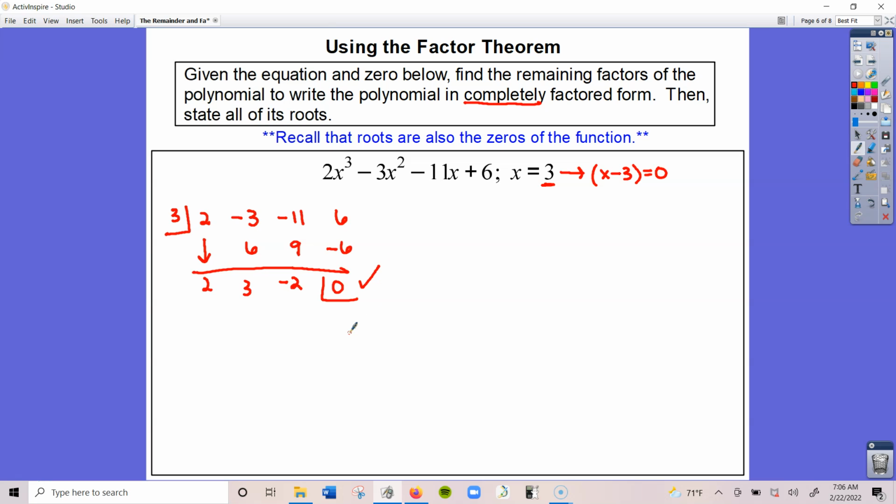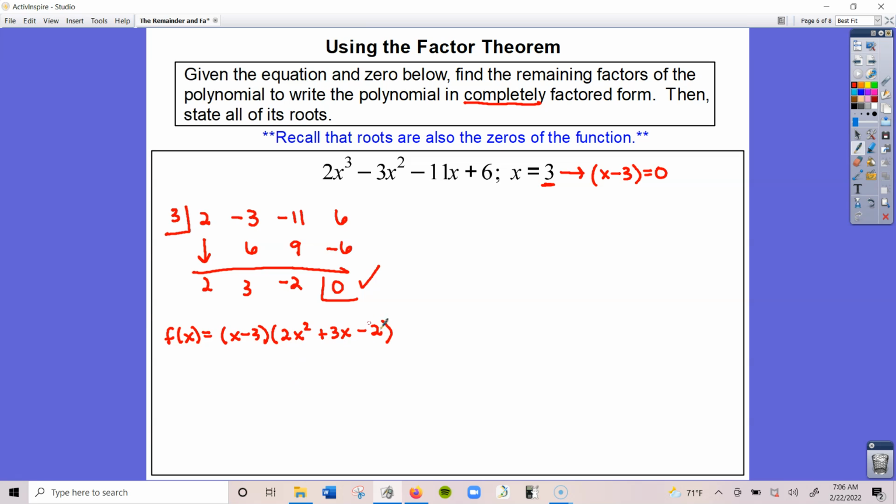So since it is a factor, that means that I can write my polynomial in factored form. Let's write that out so far. We have the original factor that I divided by, which is the x minus 3. If you didn't rewrite your root as a factor, you would need to do so now to put your polynomial in factored form. Now, since my polynomial was to the third, that means that my depressed polynomial would be to the second. So this would be 2x squared plus 3x minus 2.